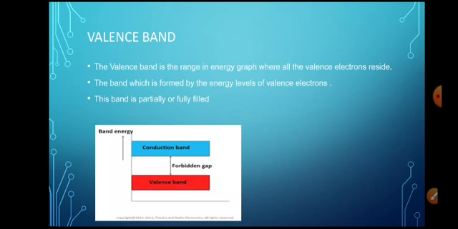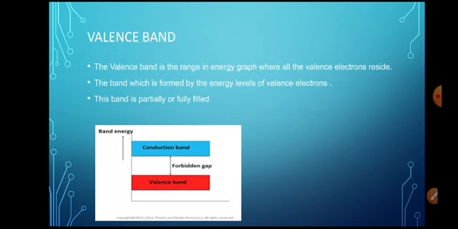Coming to the valency band. The valency band is the band formed by the energy levels of the valency electrons. The band formed by the energy levels of all the outermost orbital electrons, which are called valence electrons, is called the valency band. The outermost filled band is called the valency band.